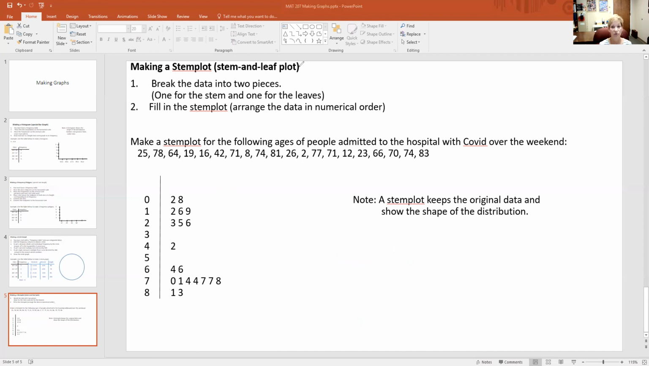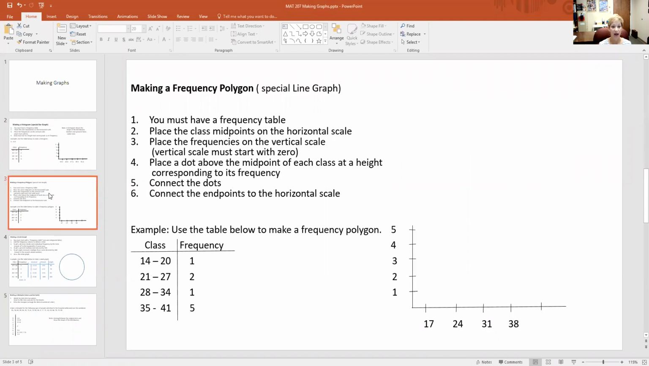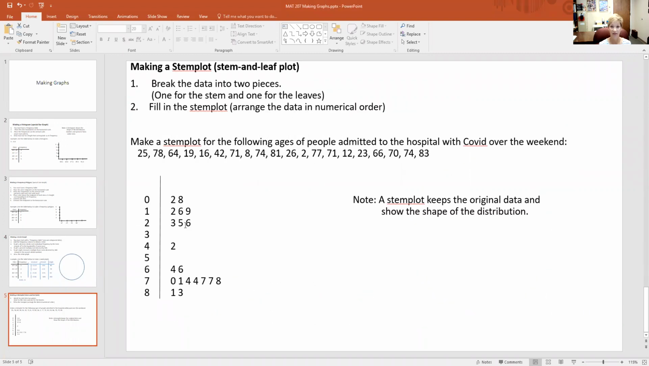All right. So the ones that you're responsible for are a histogram, think bar graph. Okay. And go back and remember that you have your boundaries here. Frequency polygon, think line graph. Remember, you have your midpoints here. Circle graph and stem and leaf plot. So those are the ones that you're responsible for so far.